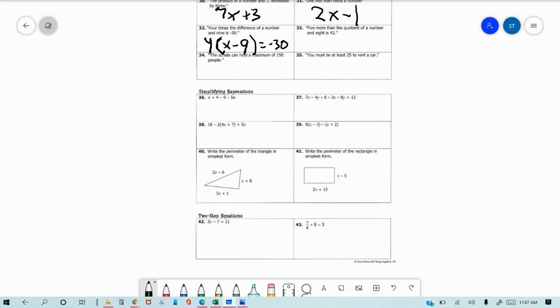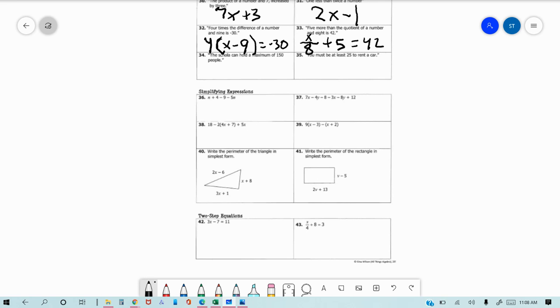Okay, 5 more than the quotient of a number. Okay, so we know we have plus 5 and we have a quotient of a number, so we're putting it on top of a fraction, a number and 8. So 8 is going to go on the bottom. So x over 8 plus 5 is equal to 42. Okay? So I know the multiplication, you just have to know those words and you have to figure it out, okay?